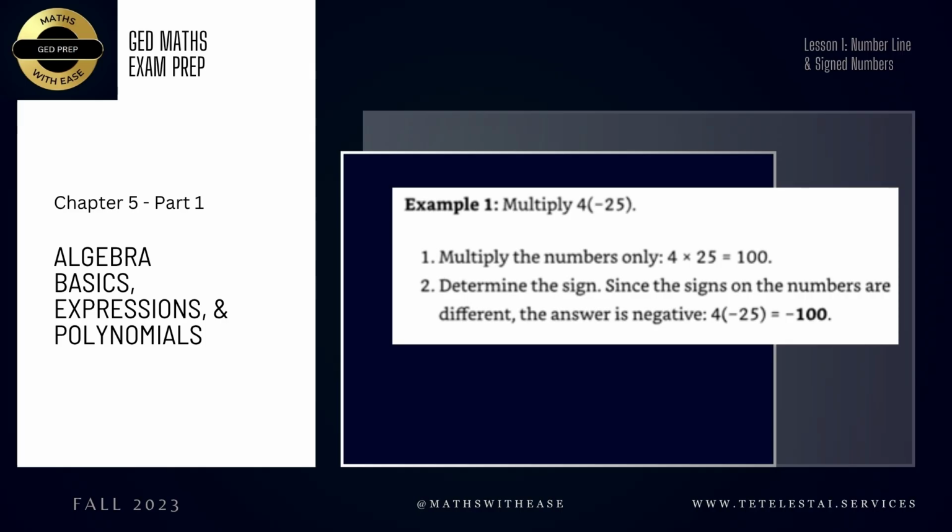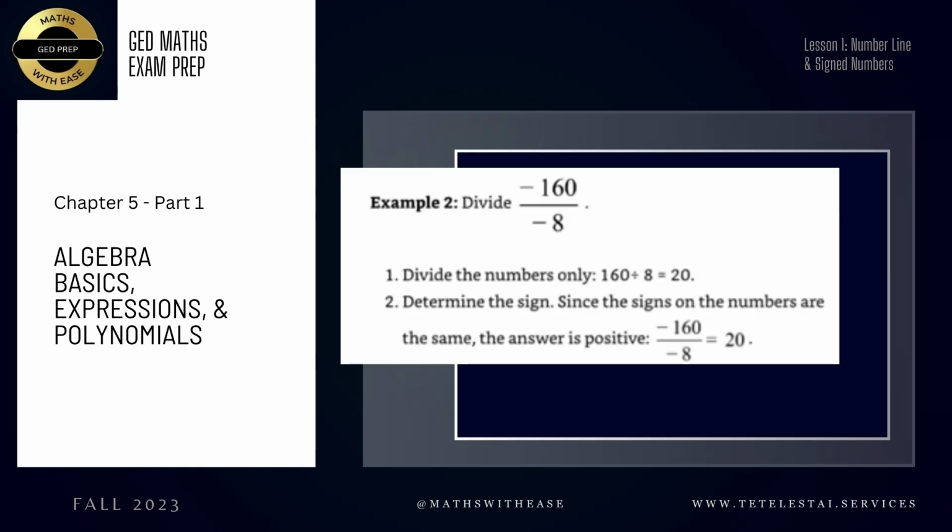So back to your, I hope you're making your little notebook of rules. These are some of the rules that you would want to write down for multiplication and division. In this example, we're being told to divide -160 by -8. You simply just divide the numbers. 160 divided by 8 is 20. And then you determine the sign. Since the signs of the numbers are the same, your answer is going to be positive.